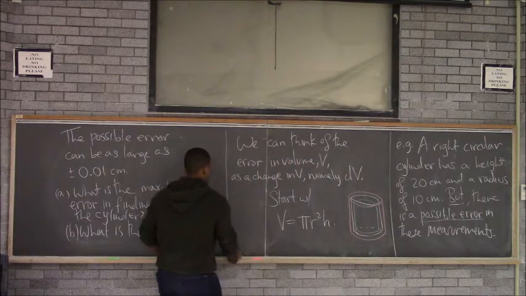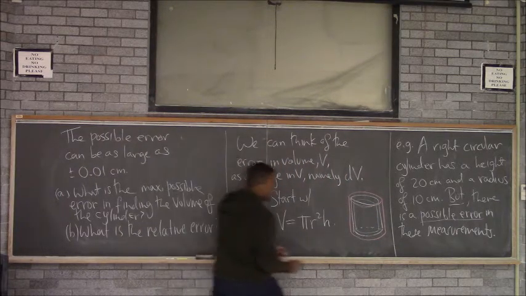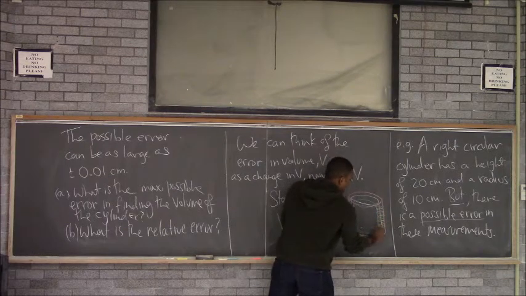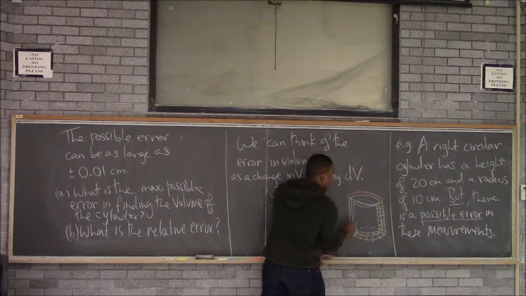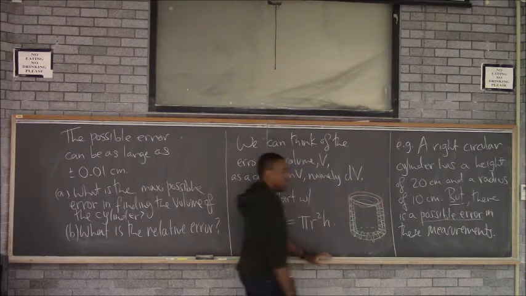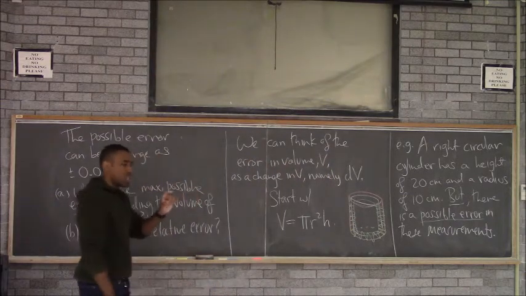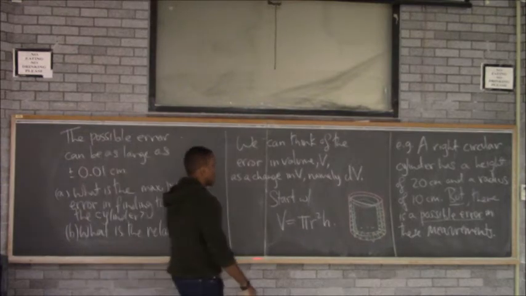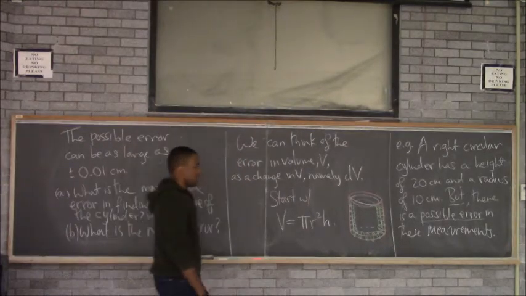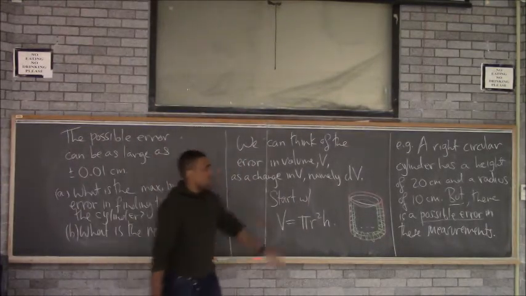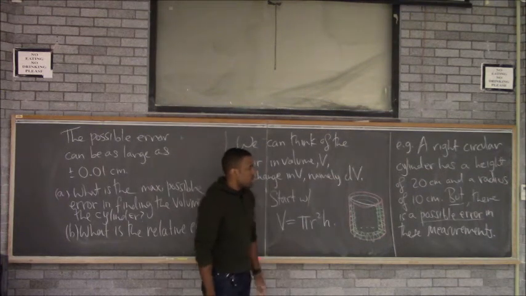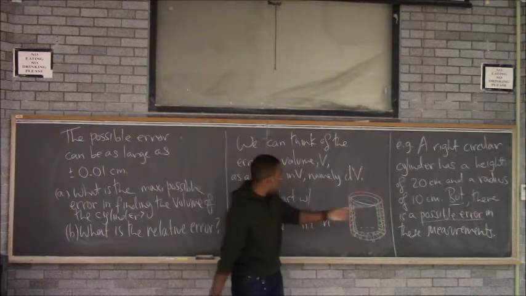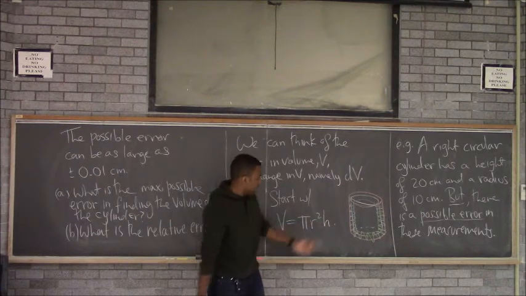So there is a change in the volume that I care about. What is this potential difference in volume over here? That's kind of what I want. How much can we be off in measuring the volume? Well, I know this is the formula for volume. I want to measure what is the change in volume that results if I change my R by this much and I change my H by that much.